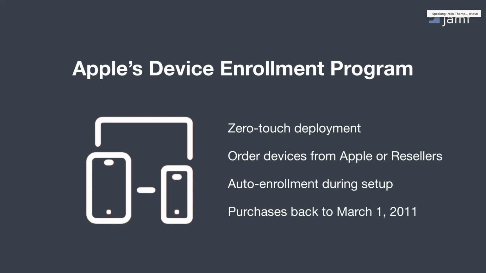How does this work? Well, you have to order your devices from Apple or from a reseller that supports DEP. And in doing so, they tie your serial numbers to your company ID, to your company record that you have with Apple. Those serial numbers then talk to Apple's activation server during setup, and they get automatically enrolled. One nice thing, too, is if you have older Macs and you've been buying them from Apple or from a reseller, you can tie purchases dating back to March 1st, 2011 into DEP.